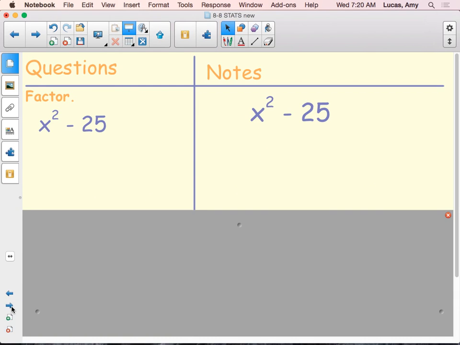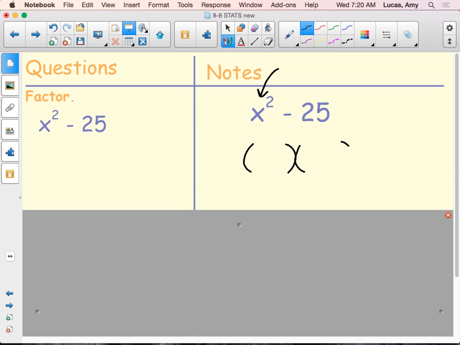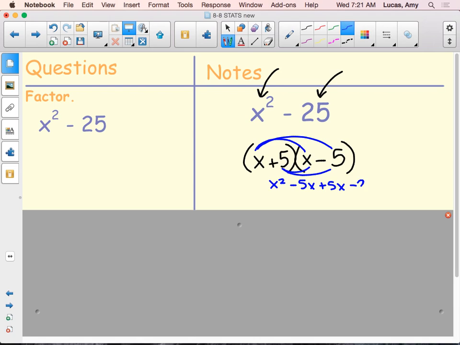Okay, so hopefully you understand now that x squared is a perfect square. It's x times x. 25 is a perfect square, 5 times 5. One gets a plus, one gets a minus. You could FOIL this to check and make sure that it's correct. X squared minus 5x plus 5x minus 25. The middle terms cancel out, so we factored correctly. So the answer is x plus 5 times x minus 5.